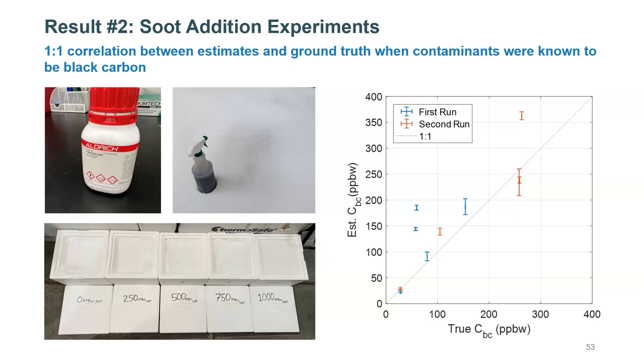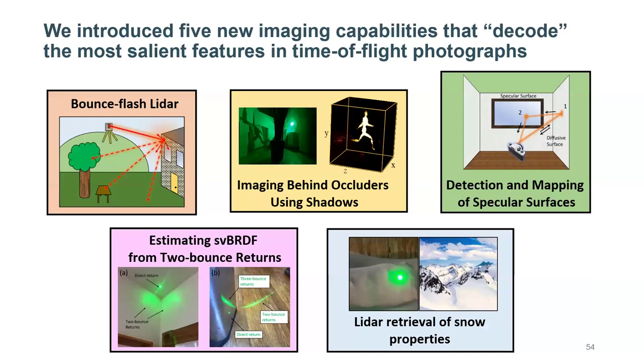And so now I've reached the end of the talk. So in summary, I've introduced five new imaging and sensing methods that are all enabled by time-of-flight photography. First, I introduced a new mode of LiDAR imaging called bounce flash LiDAR, where we use the time of flight of two bounce returns to estimate a scene's geometry. After that, I showed that the shadows visible in two bounce measurements can be used to estimate the geometry of hidden objects.